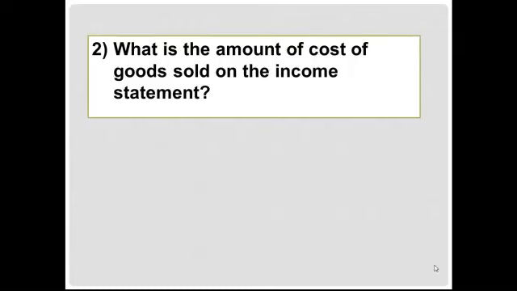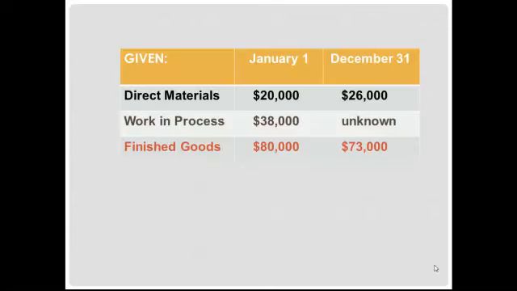What is the amount of cost of goods sold on the income statement? So we know since they want cost of goods sold on the income statement, we will need to compute the adjusted cost of goods sold. When we prepare the cost of goods sold schedule, we will need to know our beginning and ending finished goods inventory balances. So I remind you that those were given to be 80,000 and 73,000.